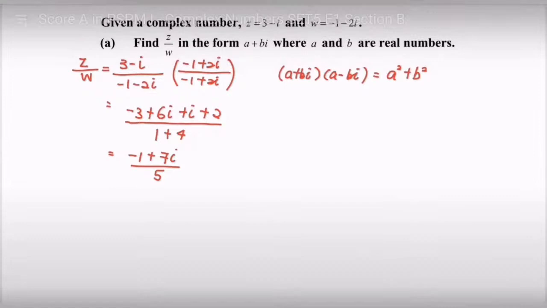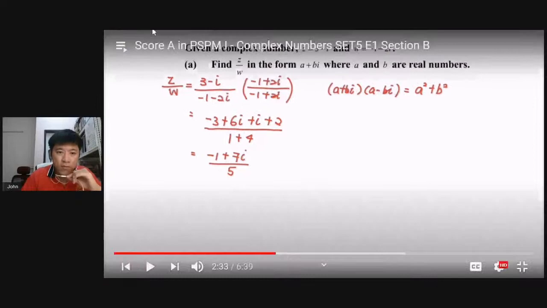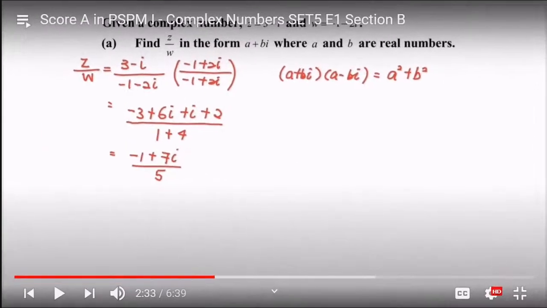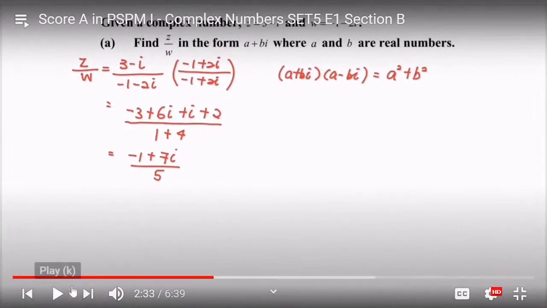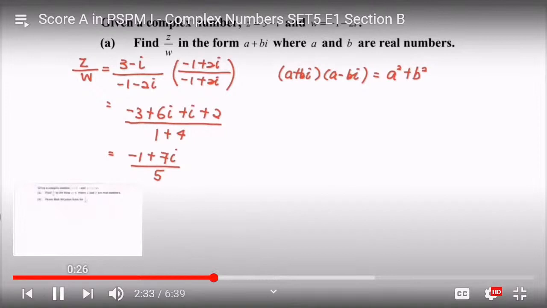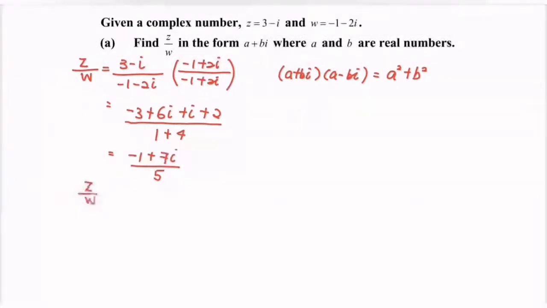So ikut arahan soalan kata a plus bi, so you buatlah a plus bi. Faham? You jangan biar soalan you begini. Kalau you biar dia begini, hilang satu markah. Okay, split dia. Boleh ikut? Boleh ya? So kita kena usaha dan teruskan lagi. As a conclusion, z over w is equals to -1 over 5 plus 7i over 5.